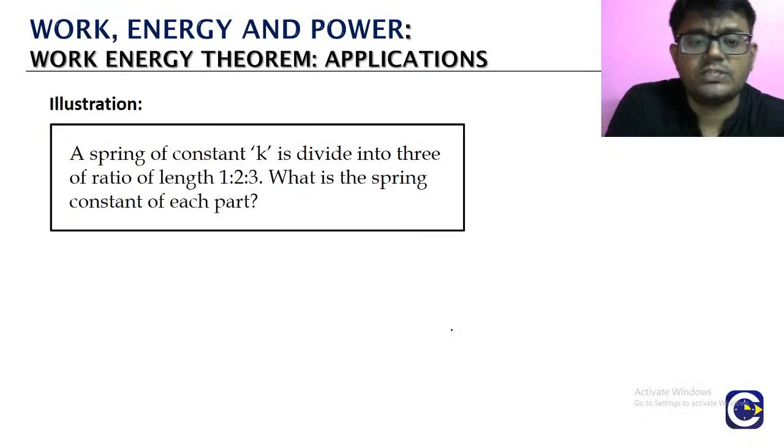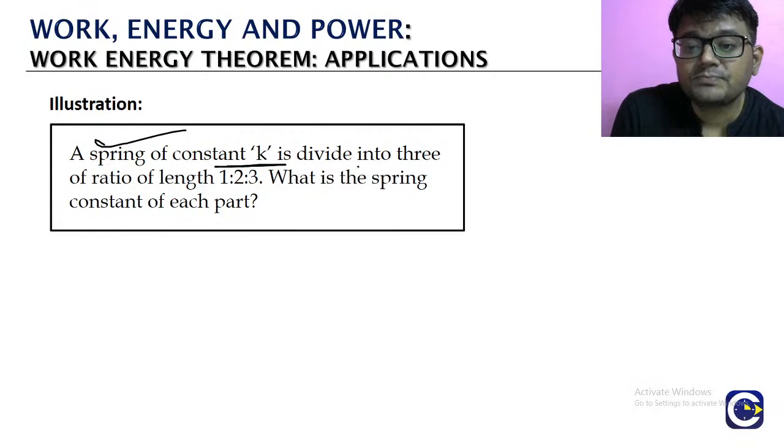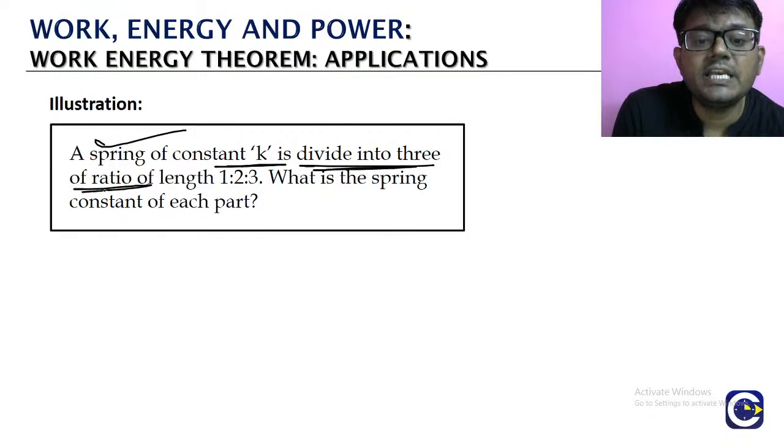We'll just look at a question now. Look at this one. A spring of constant K is divided into three parts. What is the ratio of the length? 1:2:3.